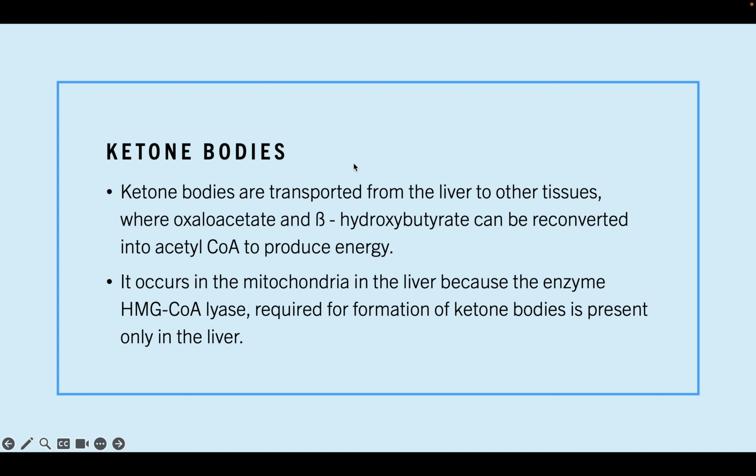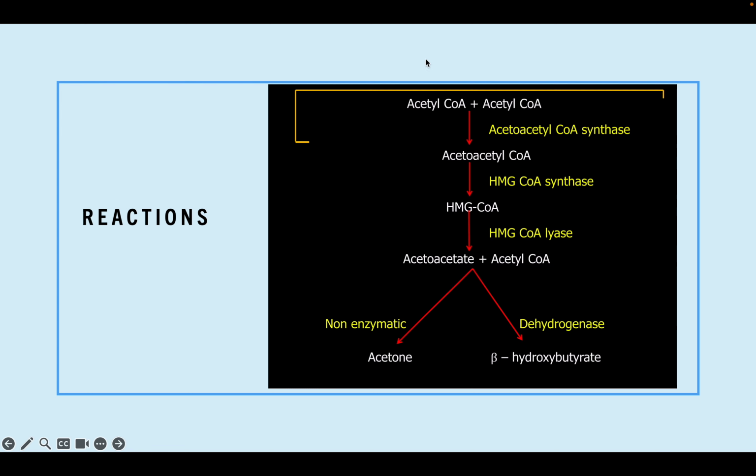acetoacetate or beta hydroxybutyrate, which is one of the ketone bodies, can be converted to acetyl coenzyme A. And from my previous video, you know that this acetyl coenzyme A feeds into the TCA cycle. So what is the source of the ketone bodies? It is acetyl coenzyme A. In my previous video, I talked about beta oxidation, which is the breakdown of the fatty acids and releases the acetyl coenzyme A.